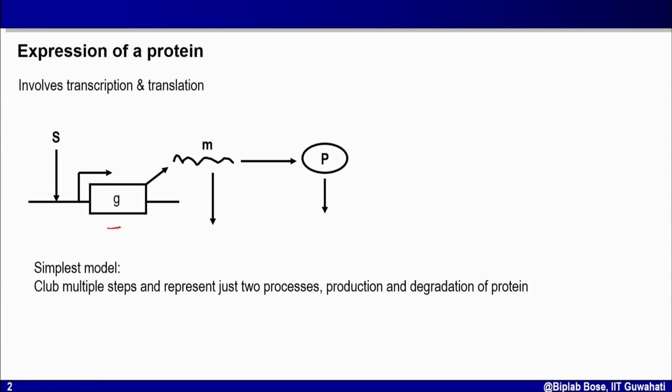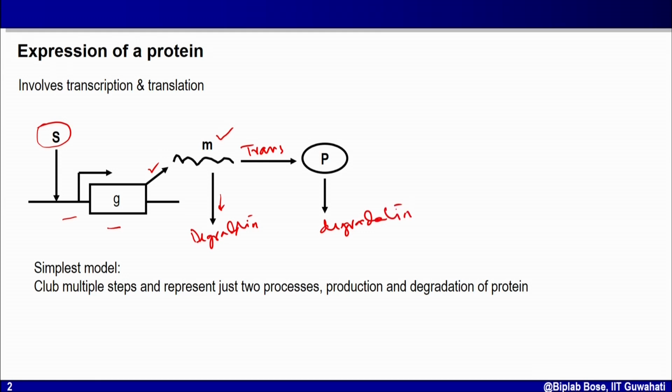I have a gene G, which is under the control of a promoter. A transcription factor or an external signal comes, activates this promoter, and a mRNA M is formed. Remember, mRNA is formed by transcription, shown by this arrow. Once a mRNA is formed, that can get degraded, so I have degradation here, and by translation, mRNA is giving rise to protein P, and protein P can also get degraded.